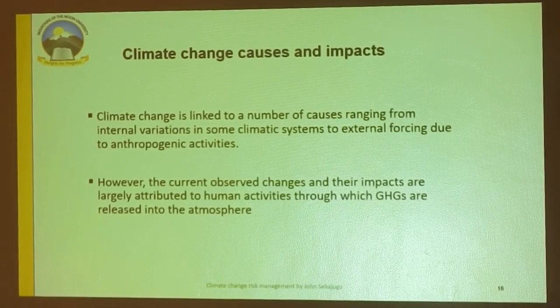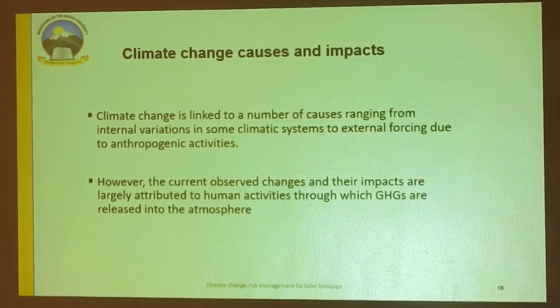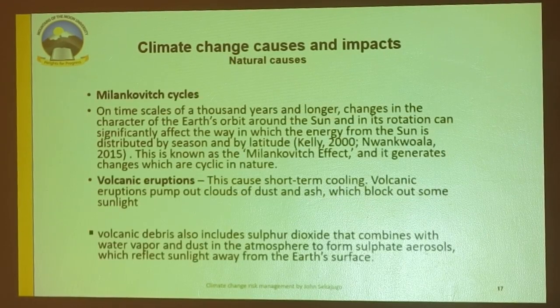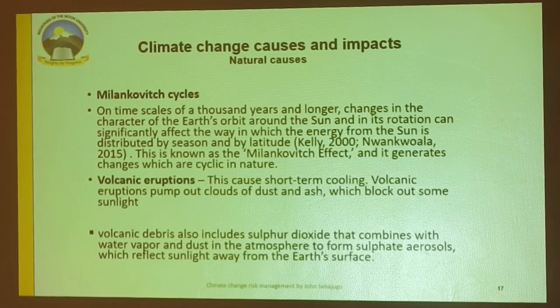Because of human activities, because of people destroying environmental systems in their effort to produce, in their quest for land to settle and everything, they are releasing a lot of greenhouse gases into the atmosphere, including carbon dioxide and many other gases. And because of this, most of the changes we see in climate and the impacts are largely attributed to this, as opposed to internal variations.